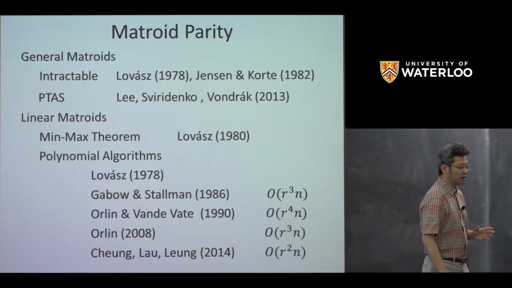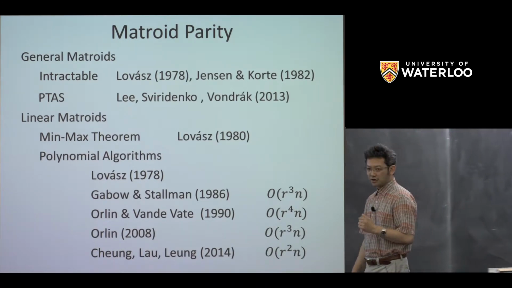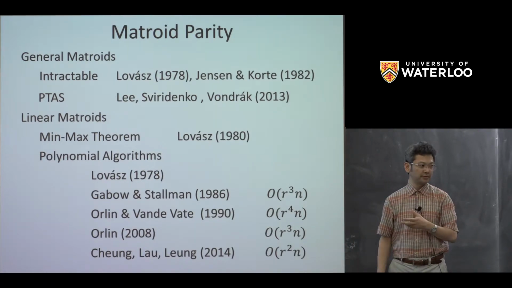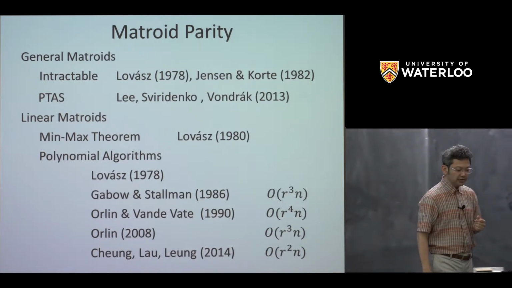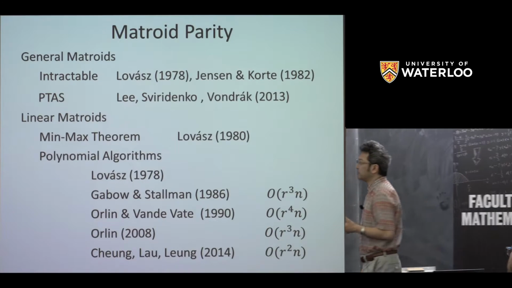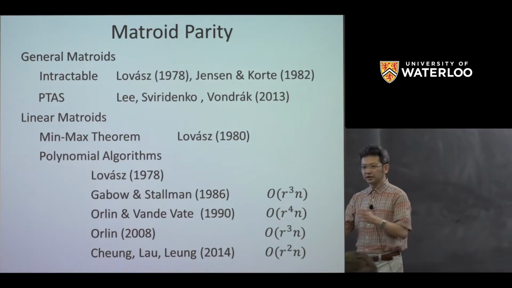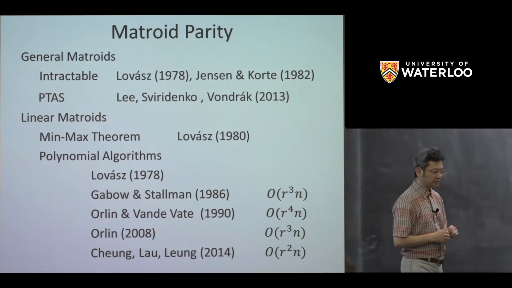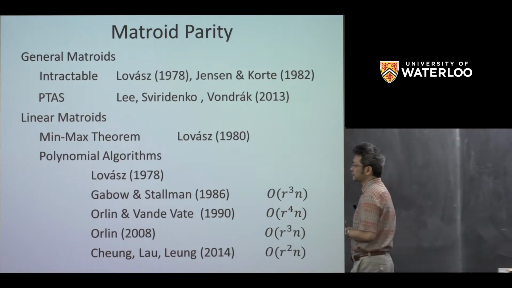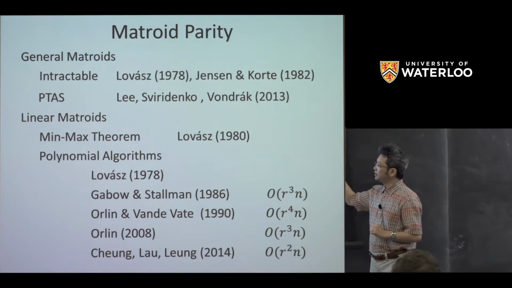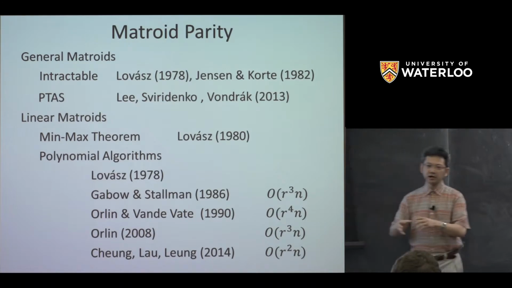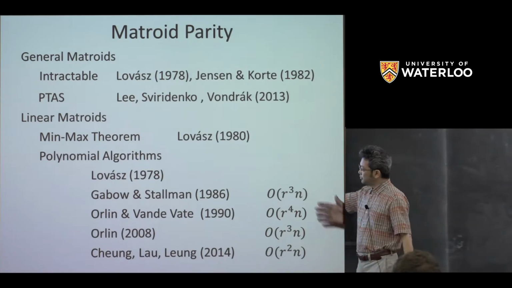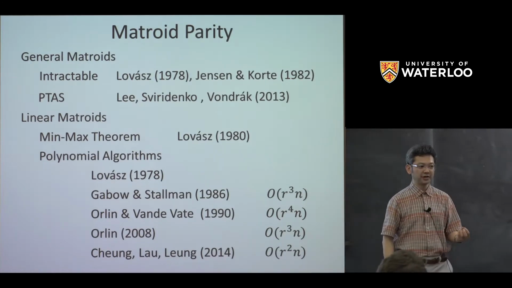And more recently, Lee, Sviridenko, and Vondrák developed a PTAS, a polynomial time approximation scheme, for this framework. But that's not the end of the story, and what is more surprising is that when we consider linear matroids, we have a min-max theorem that was shown by Lovász. He first gave this min-max theorem and turned the argument into a polynomial time algorithm. And since then, a number of more efficient algorithms have been developed.